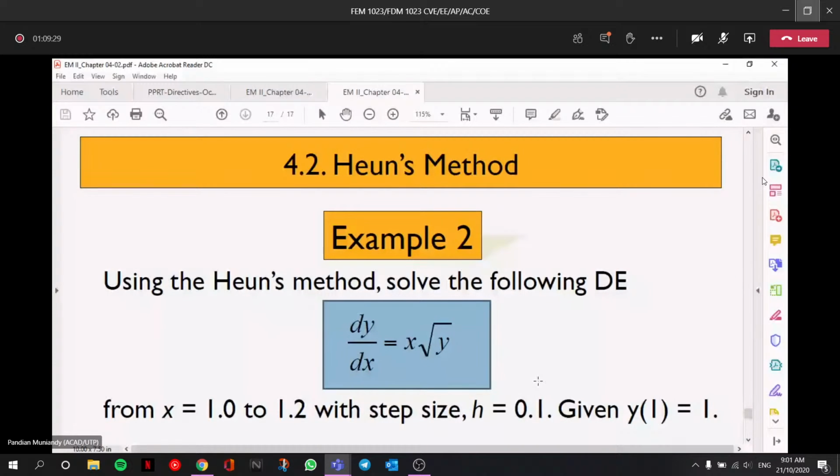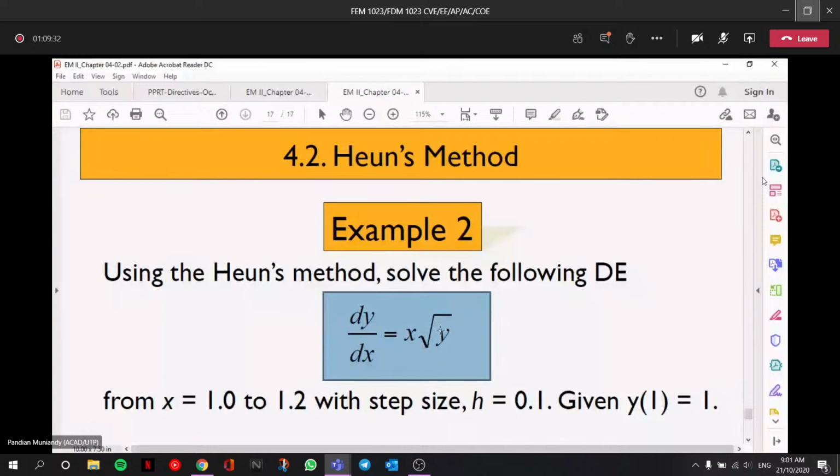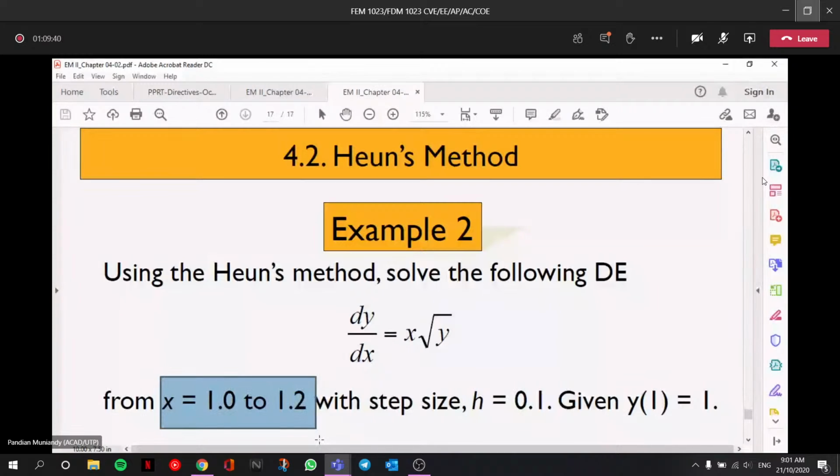Now, this is your f(x,y), x multiplied by root y, that means y to the power of one half. From where to where? From x = 1 to 1.2. So write down, put a line here, one straight line. X starts from 1, lower bound is 1, upper bound is 1.2, with step size h = 0.1, initial condition y(1) = 1. What is the meaning? That means when x is 1, your y is 1. It's already known.